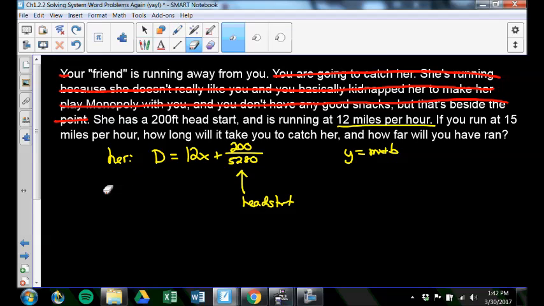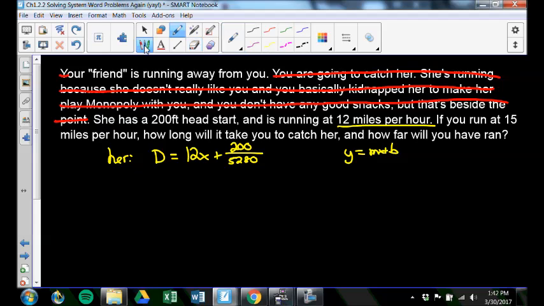So for example, say it took us an hour to catch her. Well, she'd tack on 36 miles. It would be 36 miles plus whatever else there was in there. So that is her equation and her head start. Her distance equals her rate times her time plus her head start. You are just going at 15x. And you want to catch her.